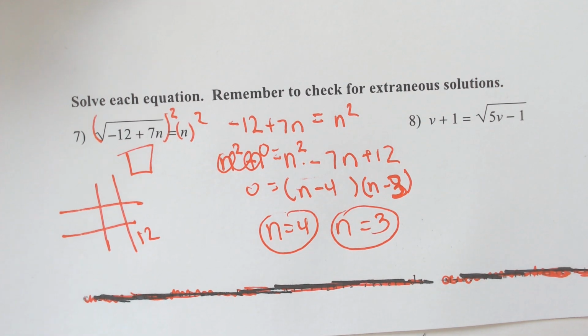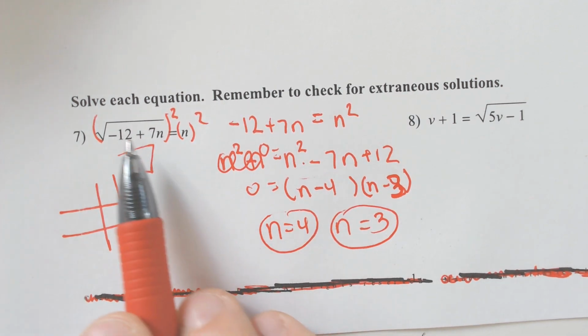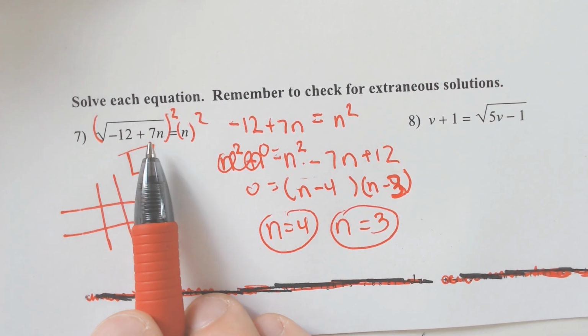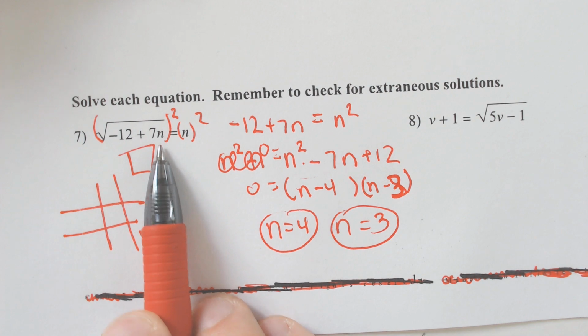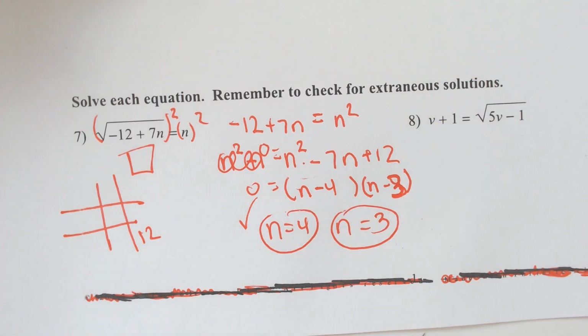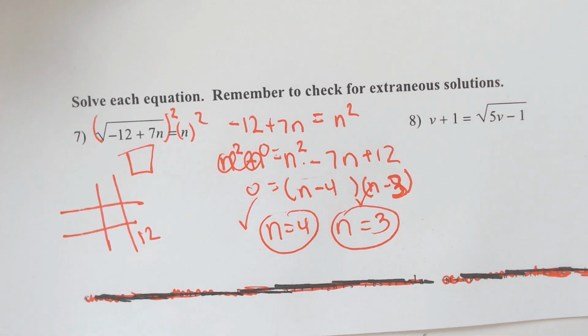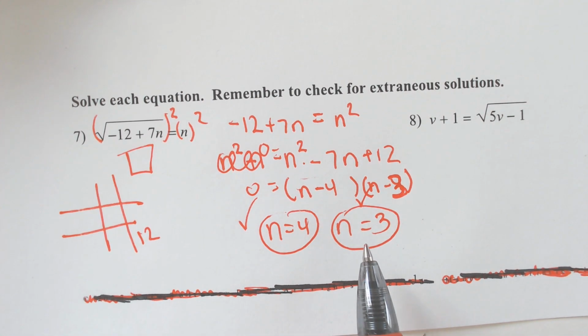And you should check your solutions. It says check for extraneous solutions. So if you plug in 4, negative 12 plus 4 times 7 should equal 4. And if you plug in the 4, if it works out, then you put a check mark next to it. And then if you plug in the 3, if it works out, you put a check mark next to it. Both of these will work out.